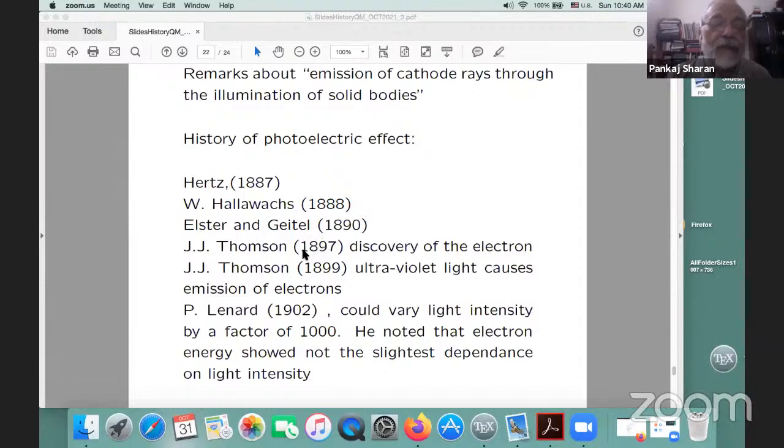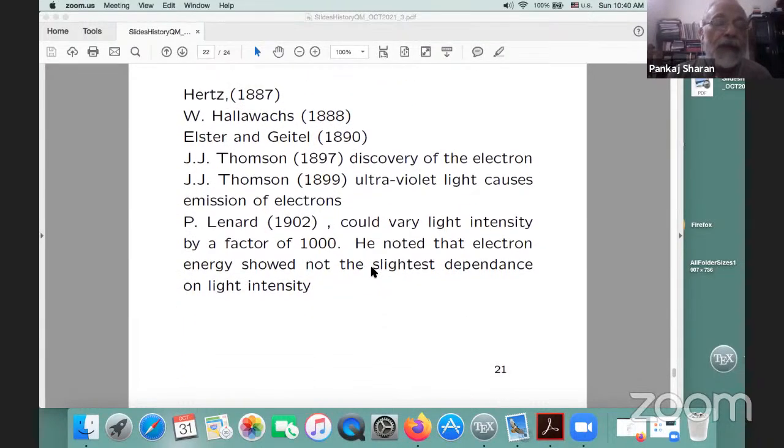It was basically after the discovery of the electron in 1897 that Thomson himself determined this, and that ultraviolet light causes the emission of electrons was a phenomenon noted by Thomson in an important paper. And then Philipp Lenard in 1902, just 3 years before Einstein's paper, could vary the light intensity by a factor of 1,000. And he noted that electron energy showed not the slightest dependence on light intensity.